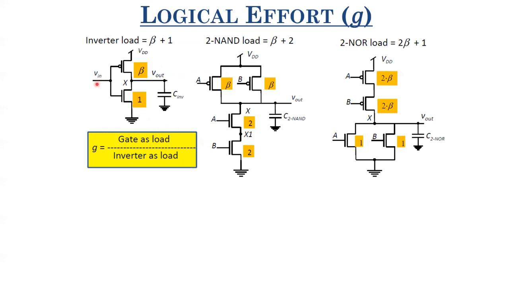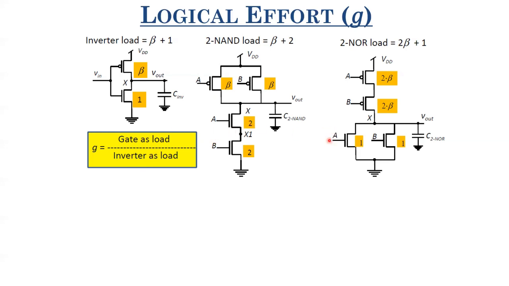So this input here, V in, its gate capacitance equals 1 plus beta CG0, right? Now let us look at input A here. What does input A see? So input A C is 2 CG0 plus beta CG0, right? So what is G for it? So G is simply 2 plus beta divided by 1 plus beta, right?